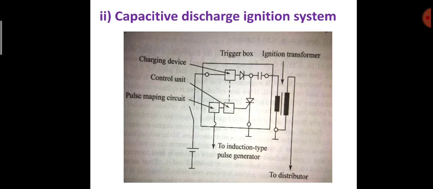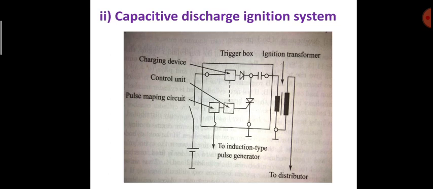The charging device converts the battery voltage to a charging voltage of 300 to 500 volts by means of pulses. These pulses are generated by a pulse mapping circuit. Now this charging voltage is stepped up in the ignition transformer. The ignition transformer contains primary and secondary coils. The ignition transformer steps up the primary voltage by discharge of the capacitor.